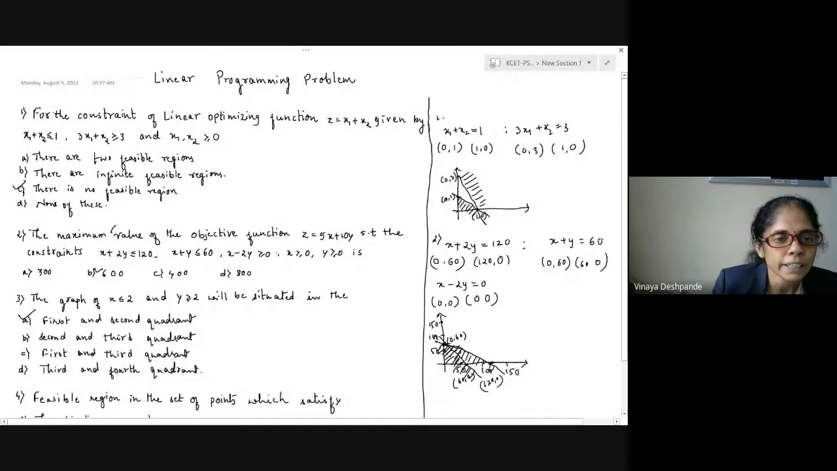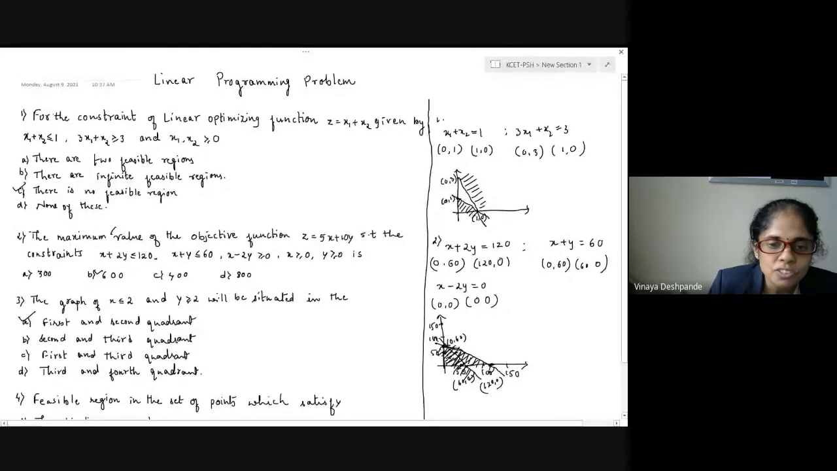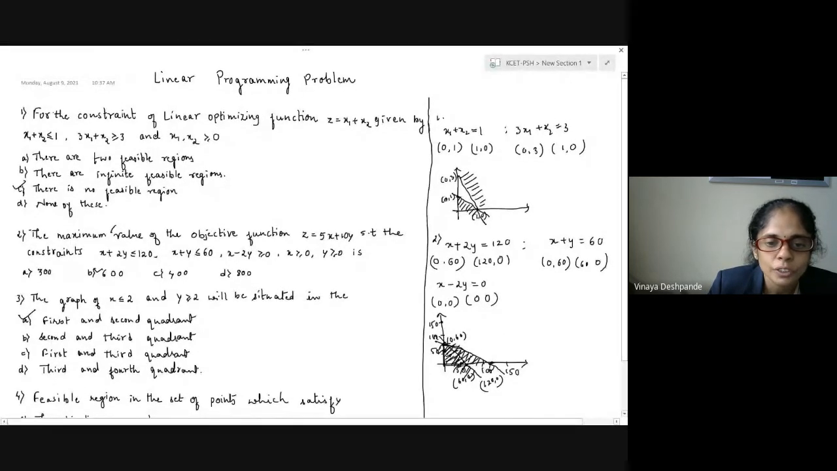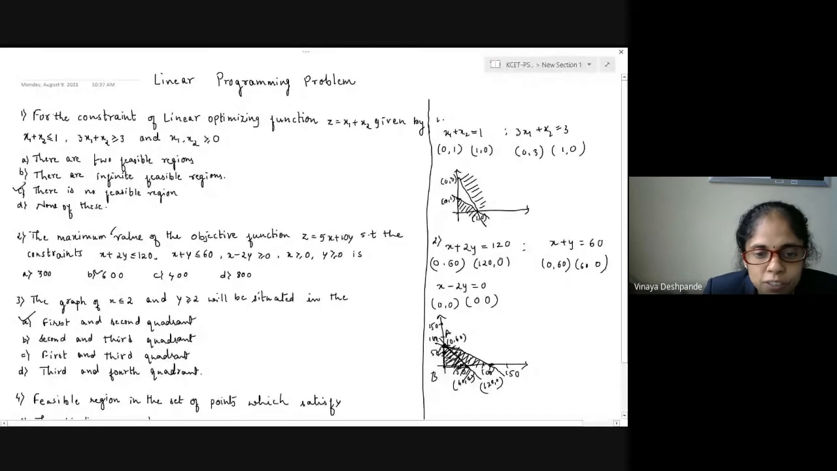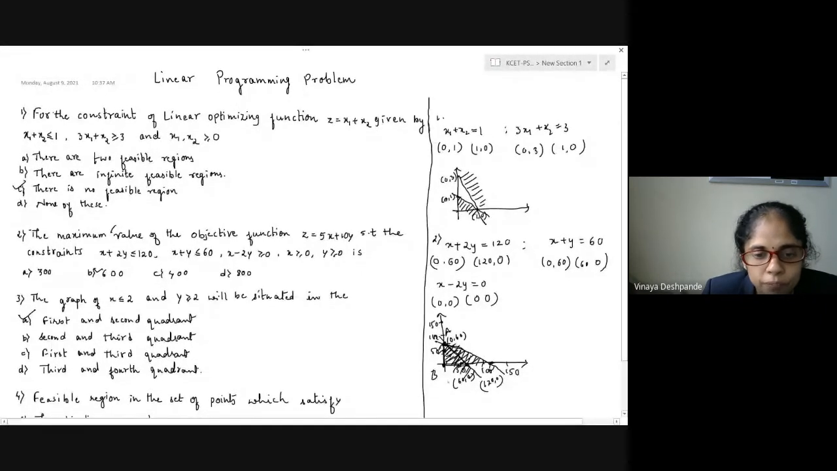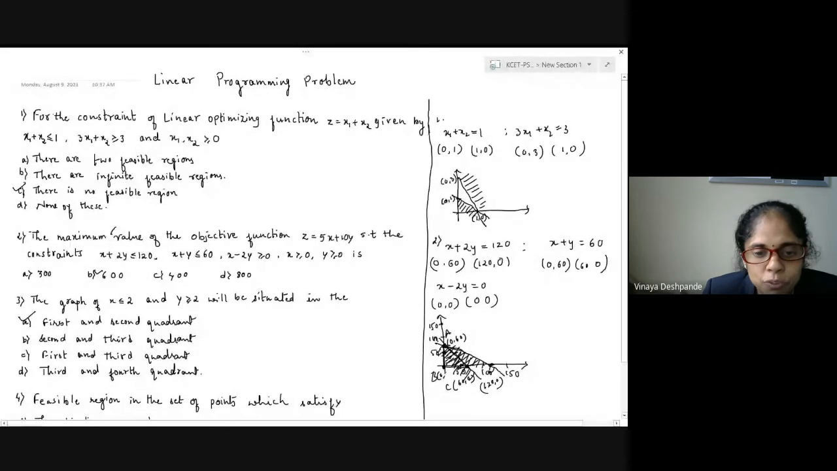Then again, x minus 2y greater than or equal to 0. X minus 2y, x-axis as well as y-axis itself. So greater than or equal to 0 means like this, upwards arrow. So our feasible region is this. Let us name the corner points. This as A, this as B, this as C. B is nothing but 0, 0.